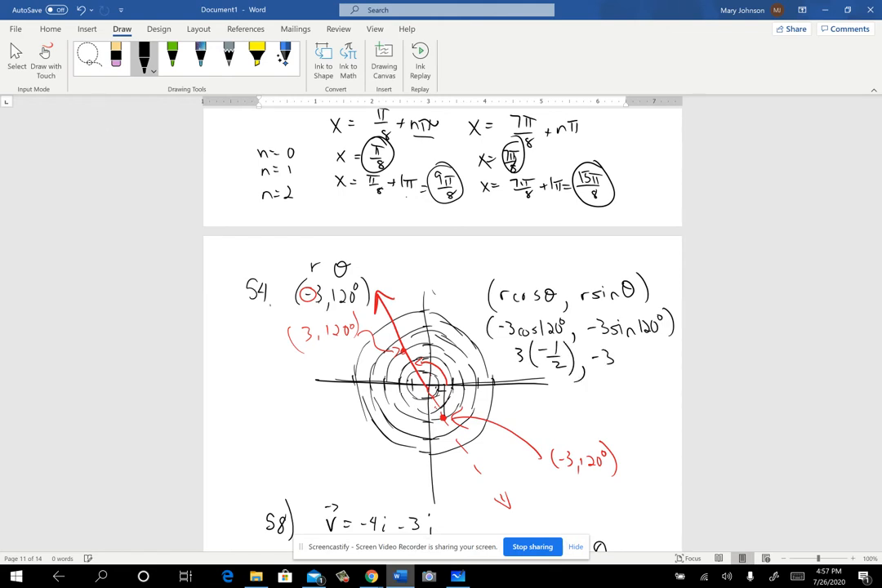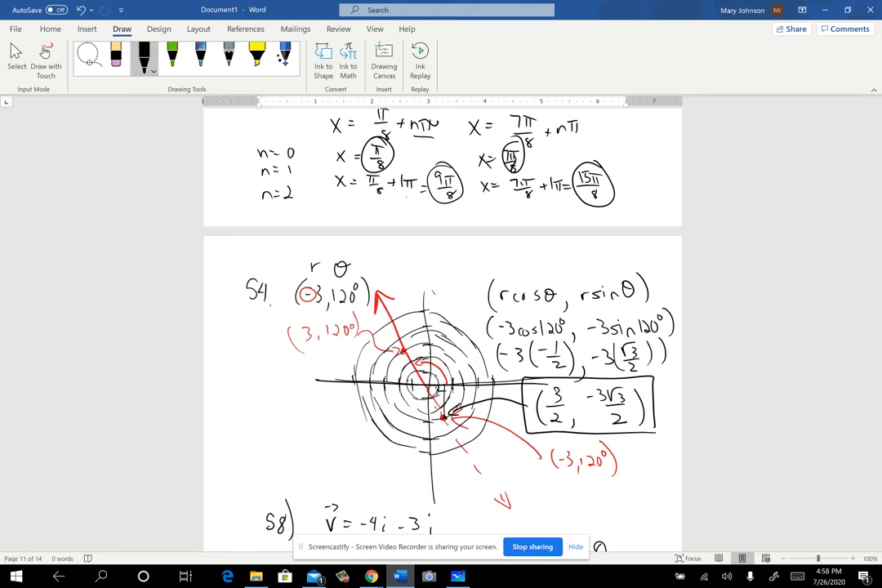And then this one is going to be sine of 120. 120 is here. The sine of it is going to be a positive square root of 3 over 2. And so your point is going to be positive 3/2 and then -3 square root of 3 over 2. So to the right 1.5, and then down 3 square root of 3 over 2. That would be the coordinates of that point. Same point, just with rectangular coordinates.